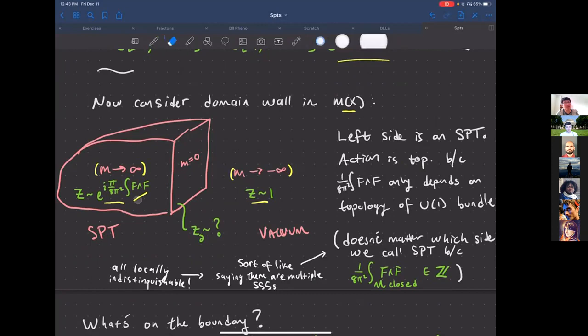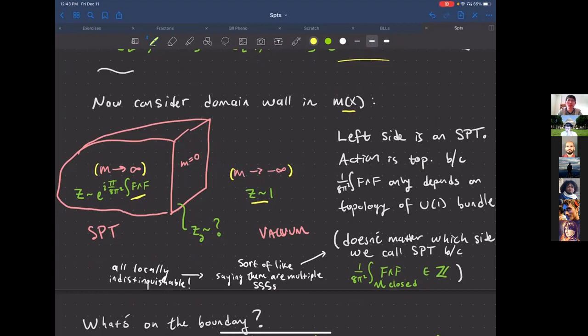Basically because it's ±1, there's a Z2, and I can choose either side to be the vacuum. Anyway, I'm going to have vacuum over here, and I'm going to have this SPT with this response action over here. This is kind of the picture that I was illustrating earlier.